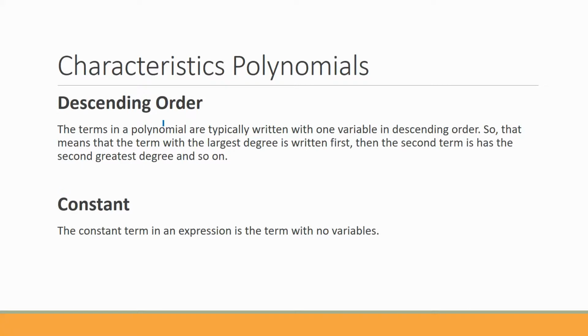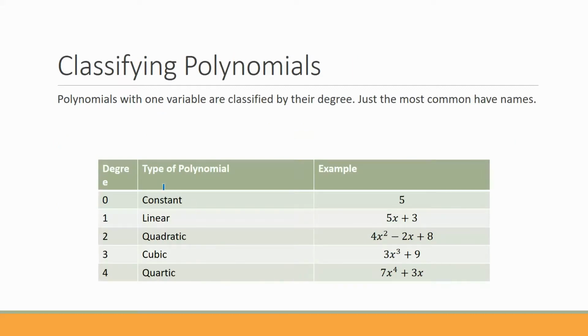Descending order. Typically when we talk about polynomials, we start with the highest degree term and then step down from there. Again, we'll have an example in just a second. And then the constant term is the term that doesn't have any variables. Our example is coming up in just a second, but we want to talk about polynomials first.